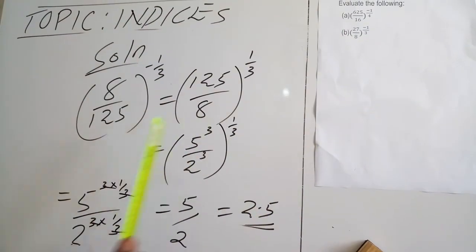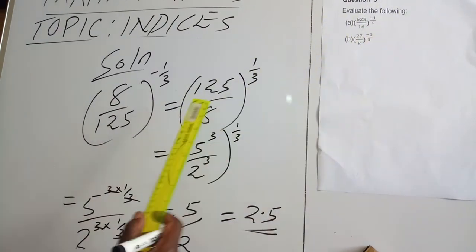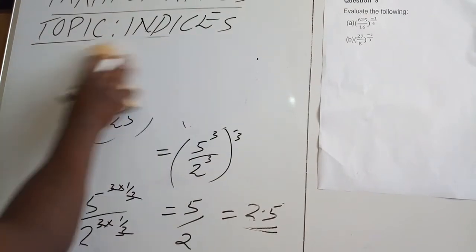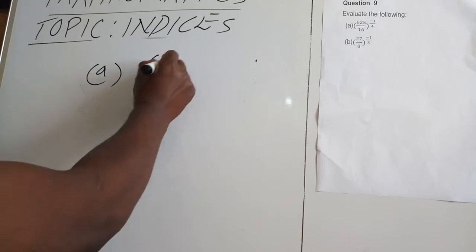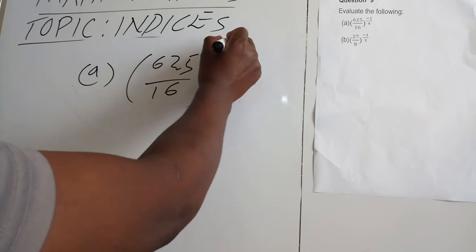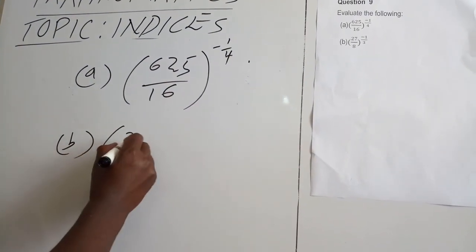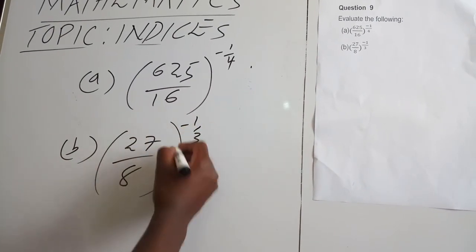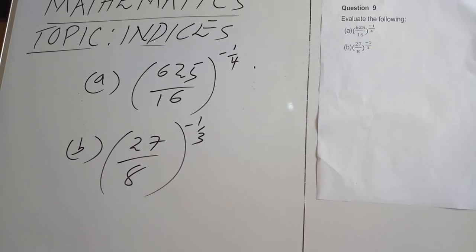Then you can quickly do this as your assignment. Evaluate the following. Part A, we have 625 over 16 power negative a quarter. Part B, we have 27 over 8 power negative a third. This is your assignment, and that marks the end of this lesson.